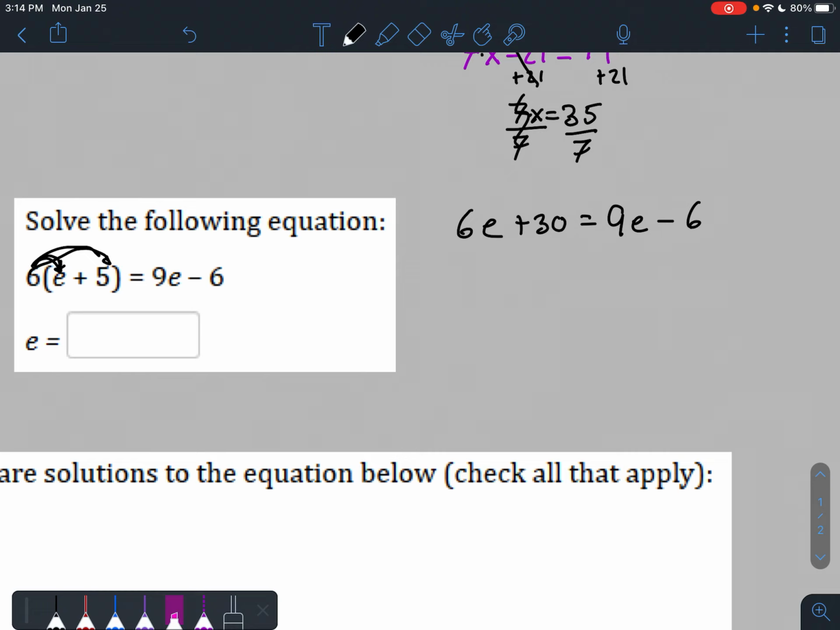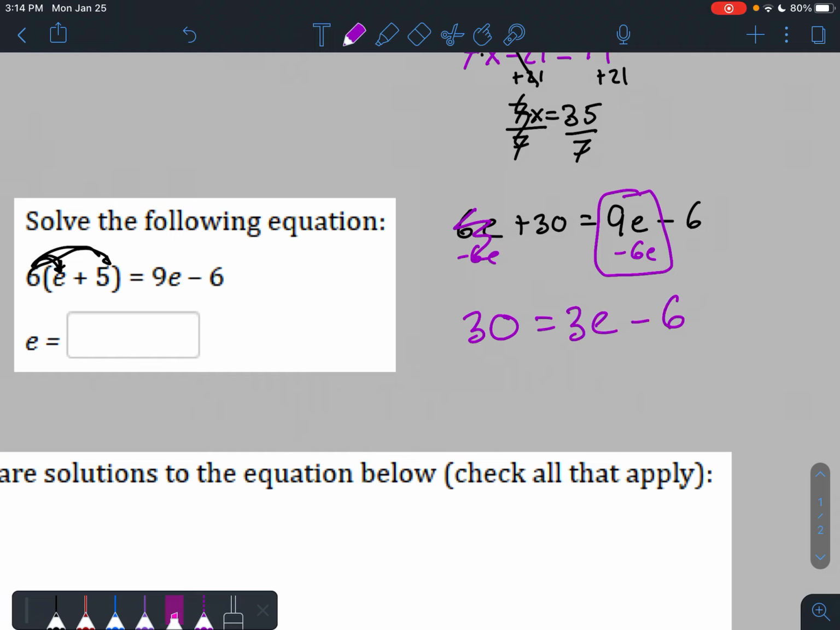So now, a couple different ways you can go about doing this. I personally like keeping my e's positive. So what I'm going to do is recognize that this is 6e's and this is 9e's, so I'm going to subtract the lower amount. I'm going to subtract 6e's from both sides, and what you're going to see is that you get 30 equals, I still have a positive 3e's.